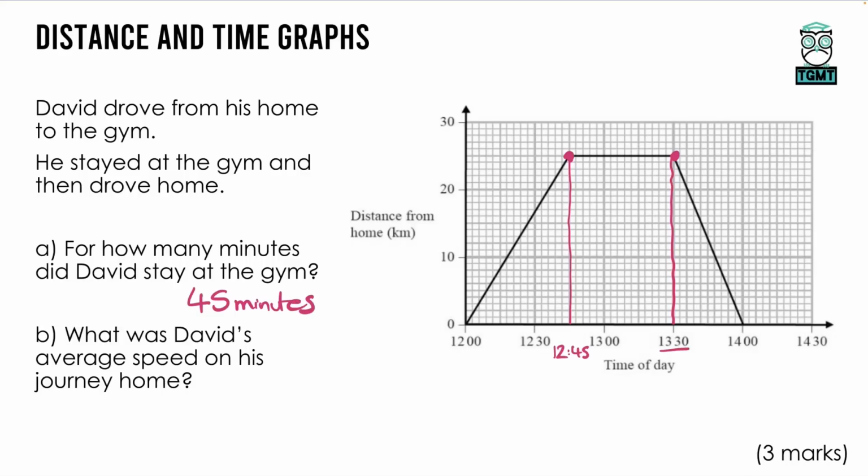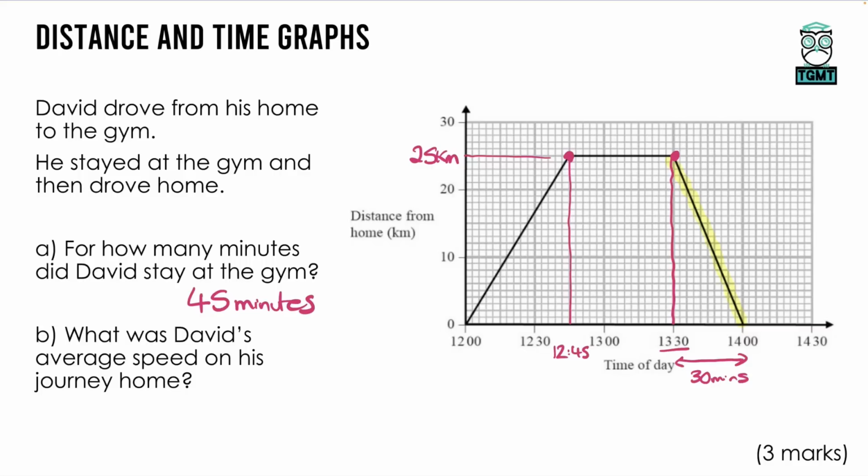It says, what was David's average speed on his journey home? Well, on his journey home, which is this final part of the line here, we need to know how far he's gone and how long it took him to do so. So if we go along here, you can see that that was 25 kilometres. So he's done 25 kilometres and it took him 30 minutes.